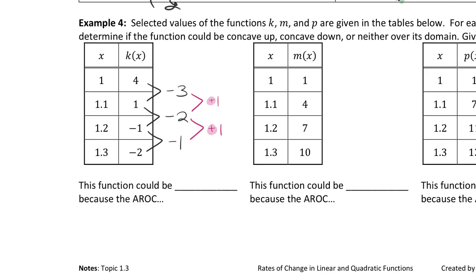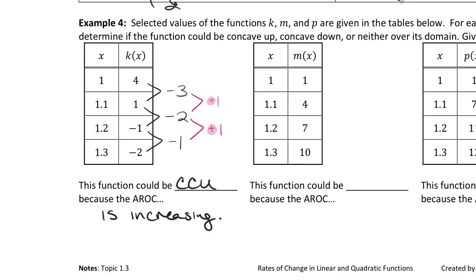So what we learn from this is the function could be concave up. Are y'all okay with that shorthand for concave up? When you're writing out descriptions, eventually we're going to write the whole words out, but for brevity, CCU for concave up. This function could be concave up because the average rate is increasing. We got a positive number as the change in my rate of change.